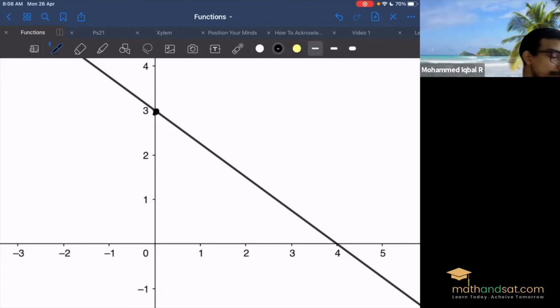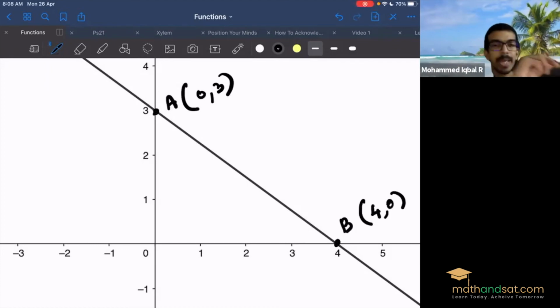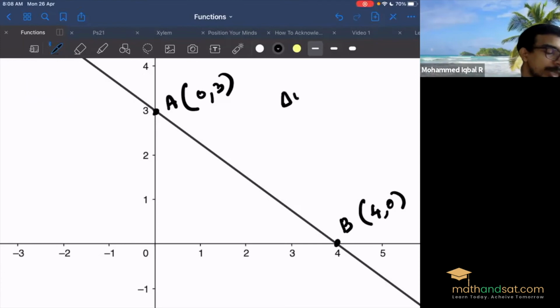Take some points. You take this point and this point. This point is (0, 3). This point is (4, 0). When you're going from A to B, look at the vertical change. Your value is decreasing, right? From A to B, delta y, the rise, is 0 minus 3, which is minus 3.